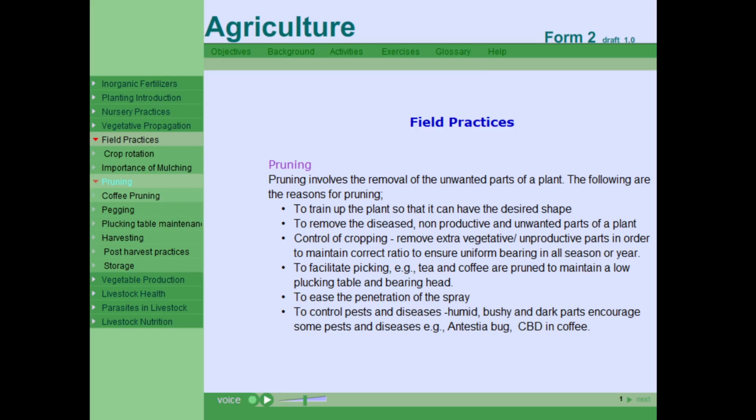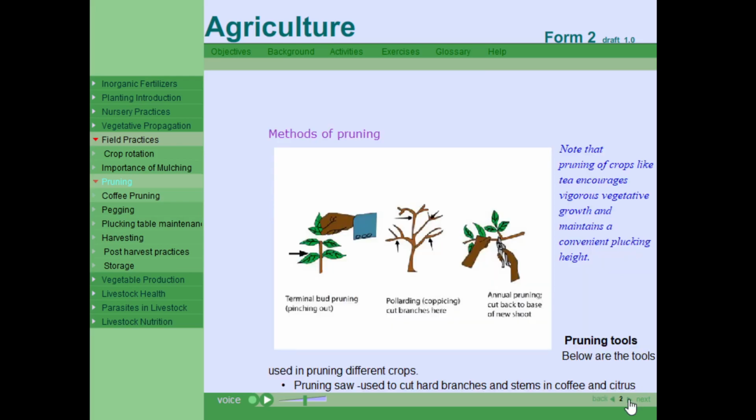Humid, bushy and dark parts encourage some pests and diseases, for example, Antestia bug and coffee berry disease in coffee. Methods of pruning: pinching out, coppicing or pollarding, and annual pruning.